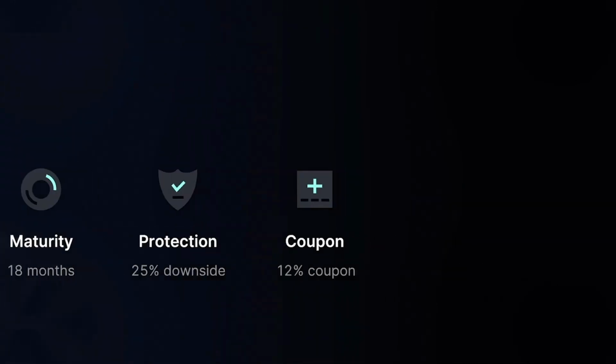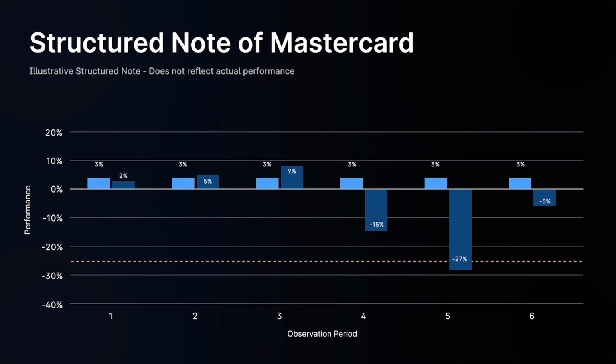As you can see on the screen, at observation period 0, the structured note is issued. For performance, it will be measured relative to its strike price. For this example, we can say the strike price is $300 and the relative performance at time of strike is 0%. The orange line tracking across the bottom of the chart is the downside protection value. The dark blue bars are the underlying performance relative to the strike price on each observation date. Both the strike price and observation price for each quarter are measured at the close of trading on these days. The light blue bars is the coupon value of the structured note.